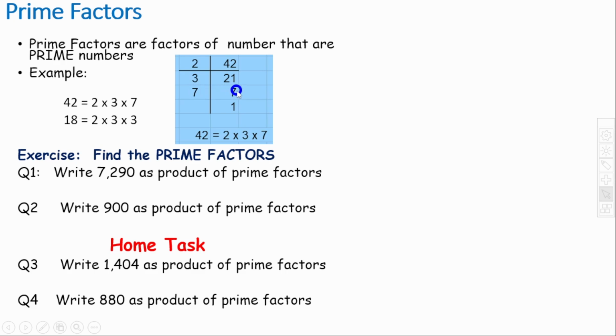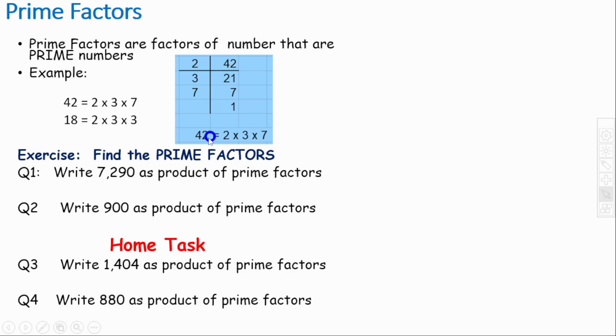How many 7s can go in 7? 1. You write 1. So the final answer becomes 42 is equal to 2 times 3 times 7. And that's our final answer. That's how we got this breakdown. The prime factors of 42 are 2, 3, and 7.